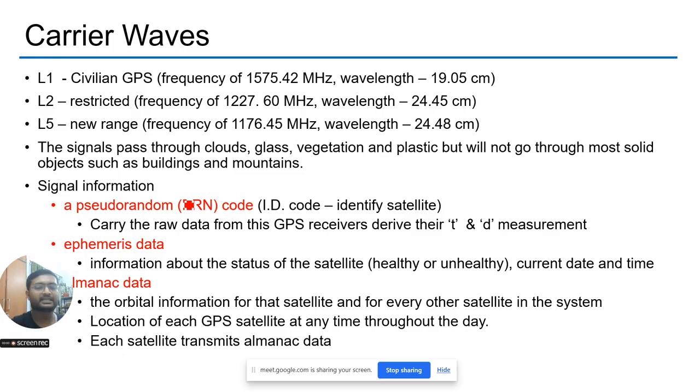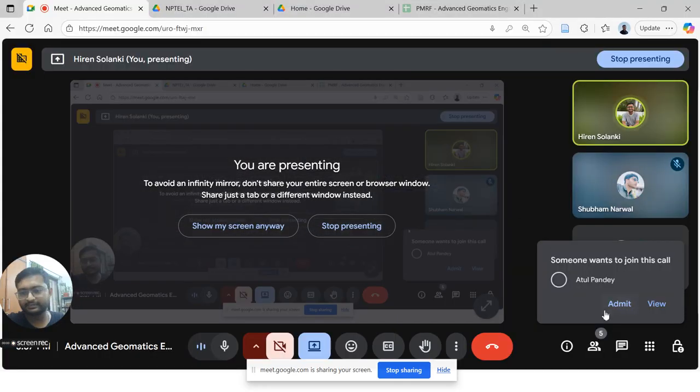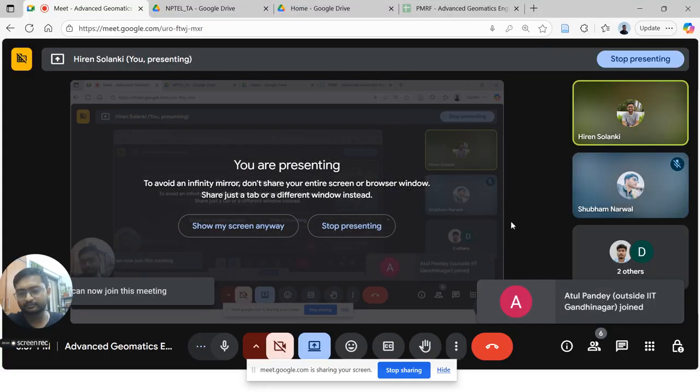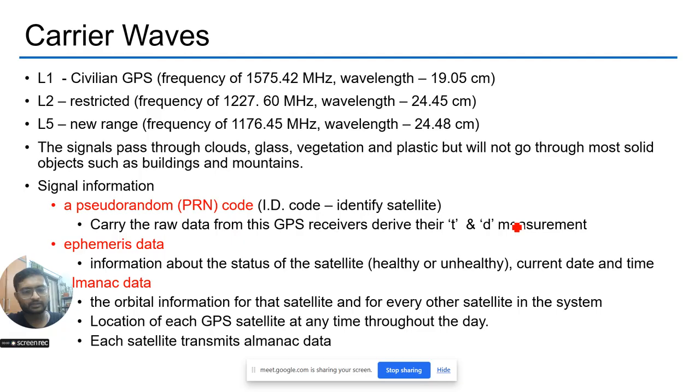Then there is ephemeris data, which is about the satellite: what the location of the satellite is, whether it's healthy or unhealthy, and what the date and time actually is in the satellite. So to track down the error coming because of time, we get all that data as ephemeris data. And there is also one term you will hear, which is the almanac data. Almanac data is the data about the nearby satellites or nearby stars.